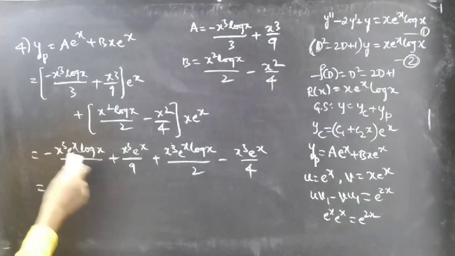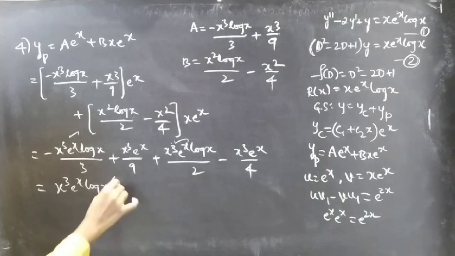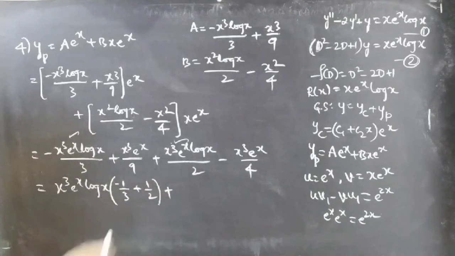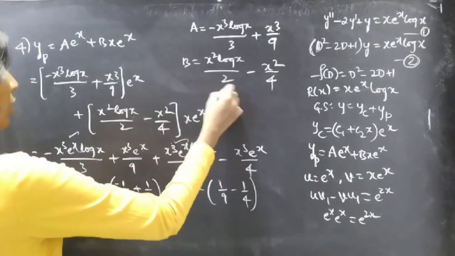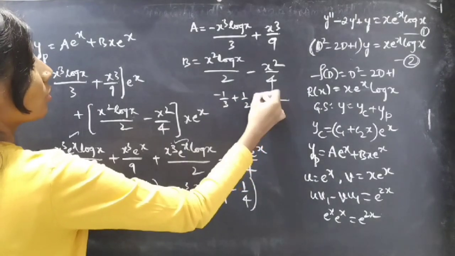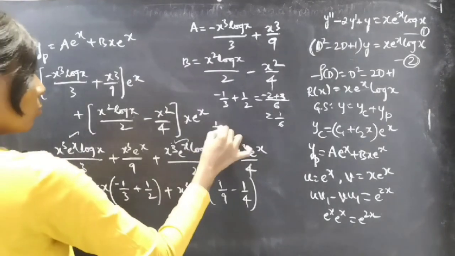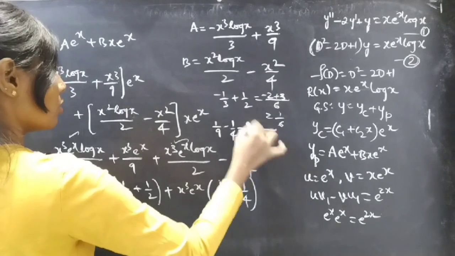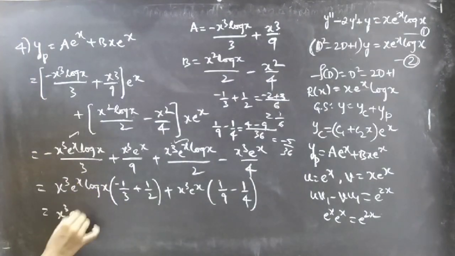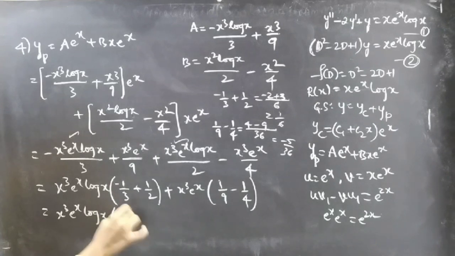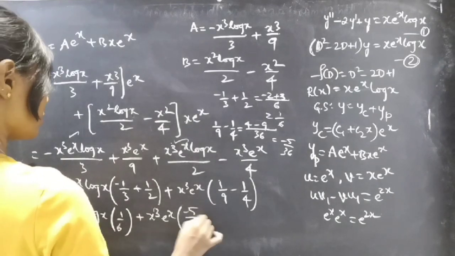Now take x cube e power x log x common from these two terms. We'll get minus 1 by 3 plus 1 by 2. And take x cube e power x common from these two terms. We'll get x cube e power x of 1 by 9 minus 1 by 4. Minus 1 by 3 plus 1 by 2 is minus 2 plus 3 by 6, which is 1 by 6. And 1 by 9 minus 1 by 4 is 4 minus 9 by 36, which is minus 5 by 36. We'll get x cube e power x log x of 1 by 6 plus x cube e power x of minus 5 by 36.